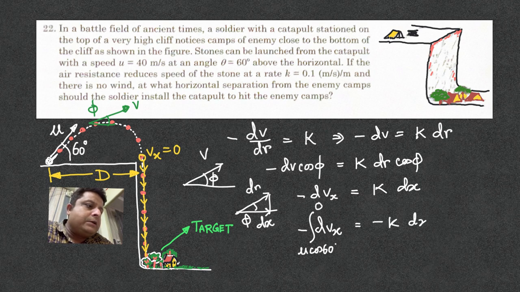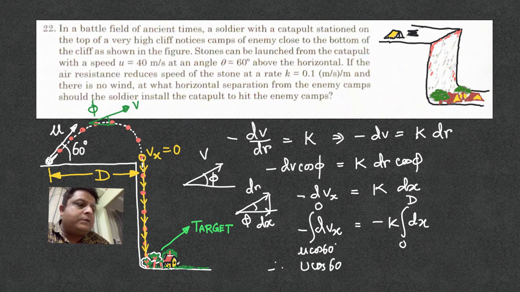k. If you integrate this, it will be from 0 to d. d is the required distance. So therefore we can write u cos 60 is equal to k times d. So therefore d is equal to u cos 60 by k.